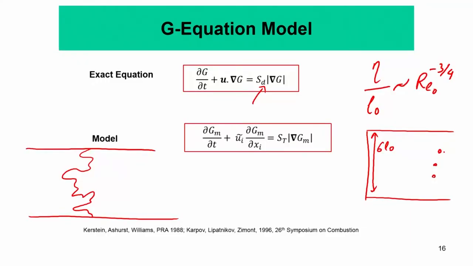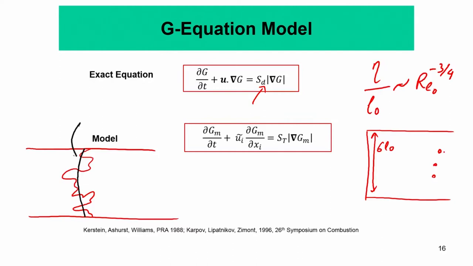One of these models, proposed by Karpov, Lipatnikov, and Zimont about 20 years ago, was the mean flame surface propagation. This is not the average, but what it tries to say is that, say, I do not have the grid resolution to simulate all these small scales. So what I will do is have a mean flame surface, which can be considered to be essentially the average location of all those instantaneous flame surfaces.